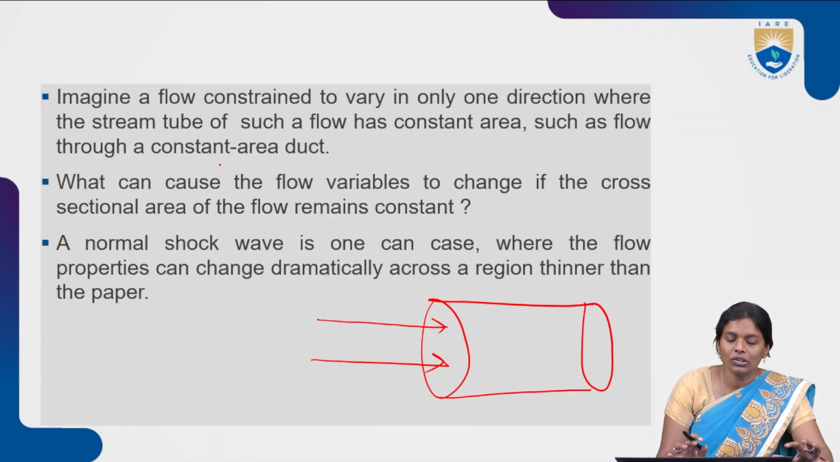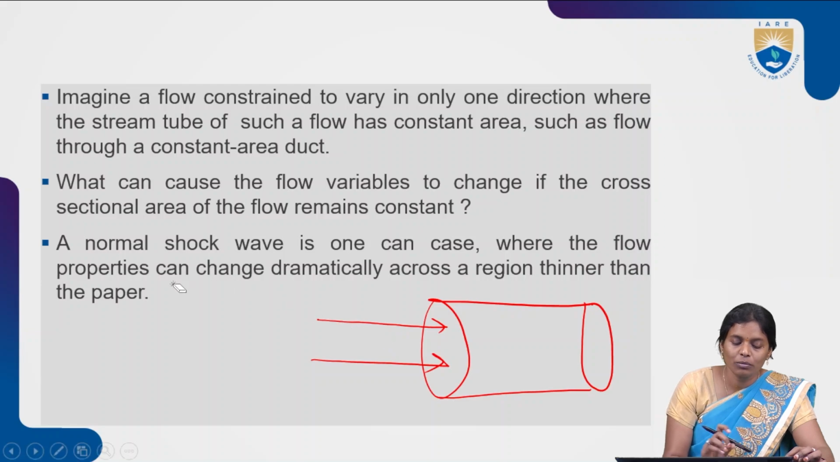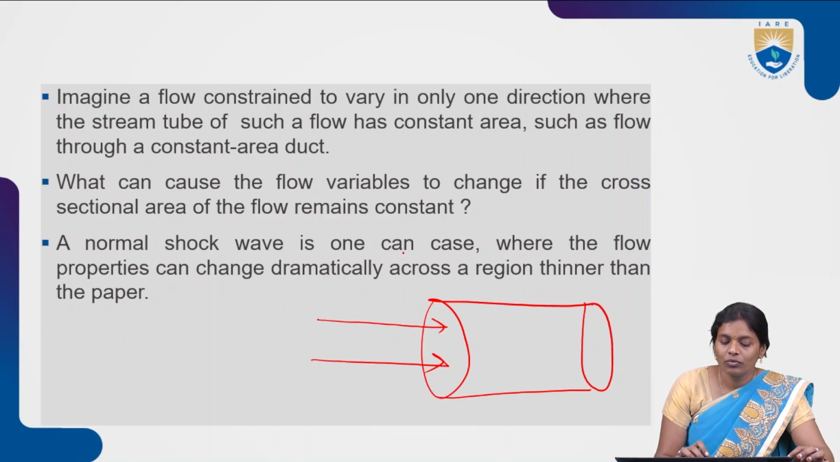In general, whatever the flow is, it is going through a constant area duct. So what can cause the flow variables to change if the cross-sectional area of the flow remains constant? We will see how it changes. A normal shock wave is one case where the flow properties can change dramatically across a region thinner than a paper.